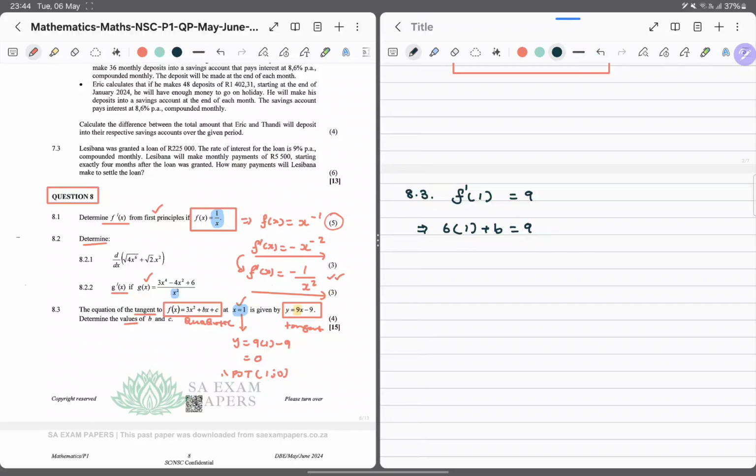So can you see, guys, when you think about it and you plan how you're going to answer, it becomes very easy. Therefore, the conclusion is that b is just 3, because this is 9 minus 6. So we found the first answer easily by just understanding what we are doing.